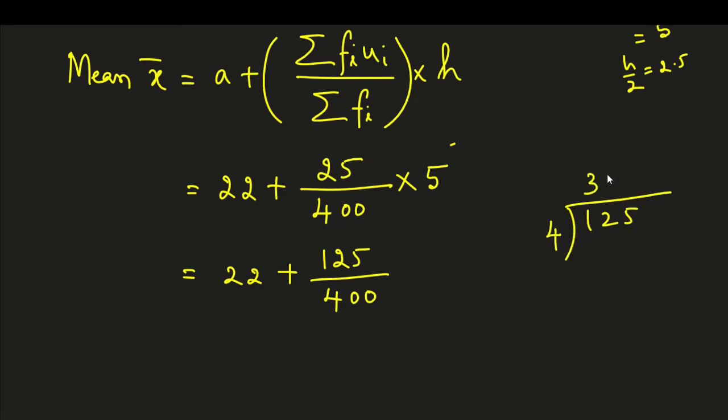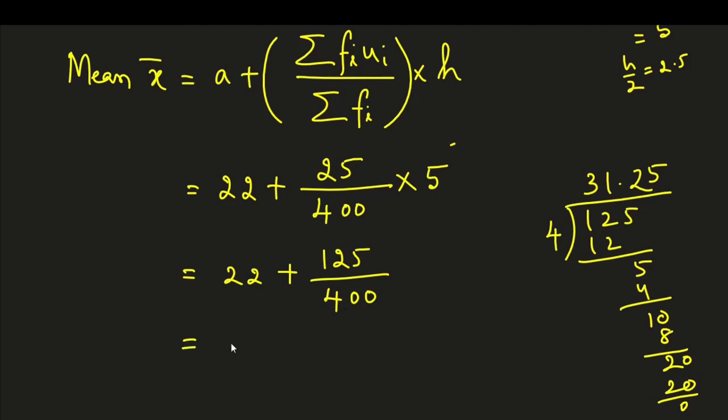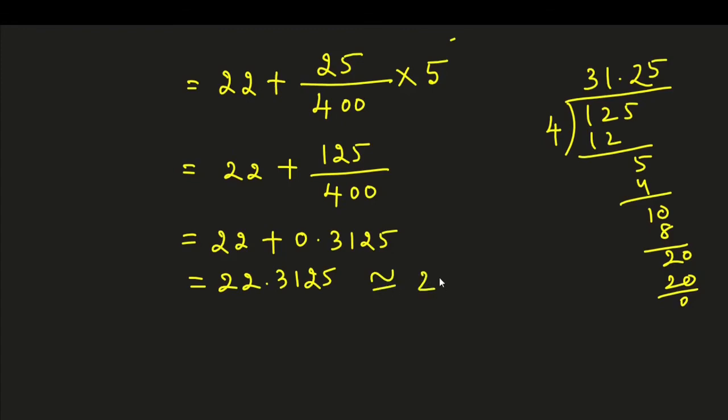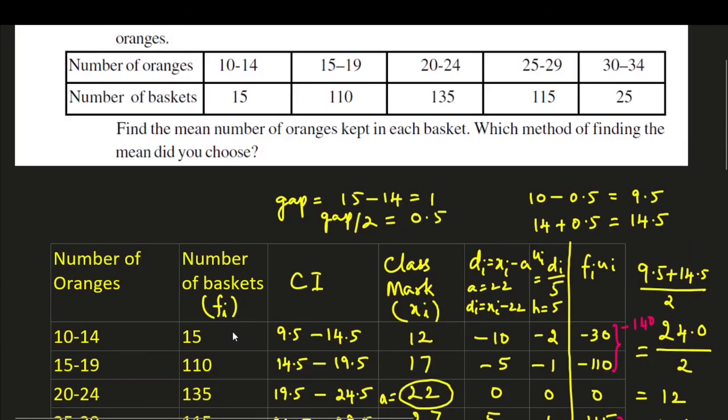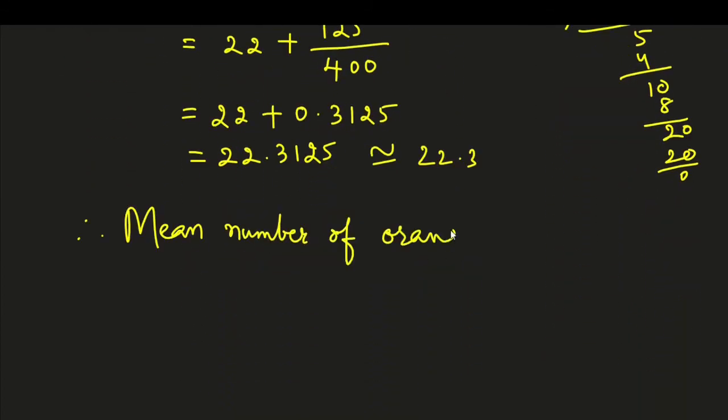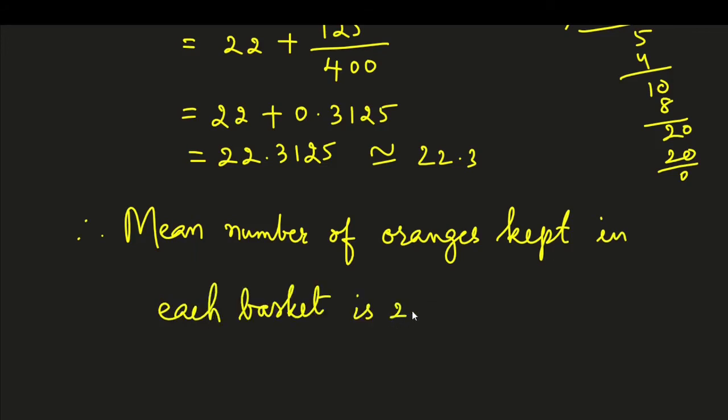We get 31.25 by 100. So we get 22 plus 0.3125. This is 22.3125. So approximately equal to 22.3. Find the mean number of oranges kept in each basket. Mean number of oranges kept in each basket is 22.3.